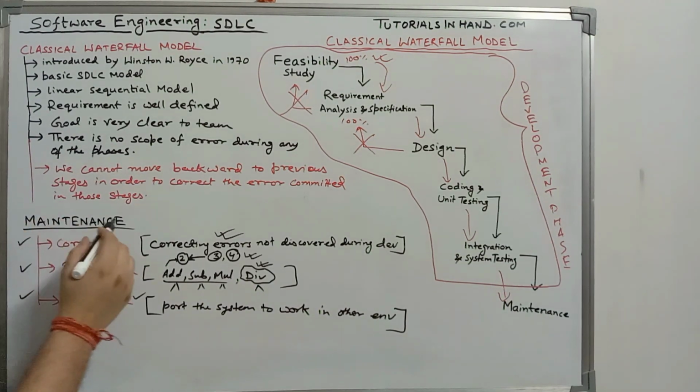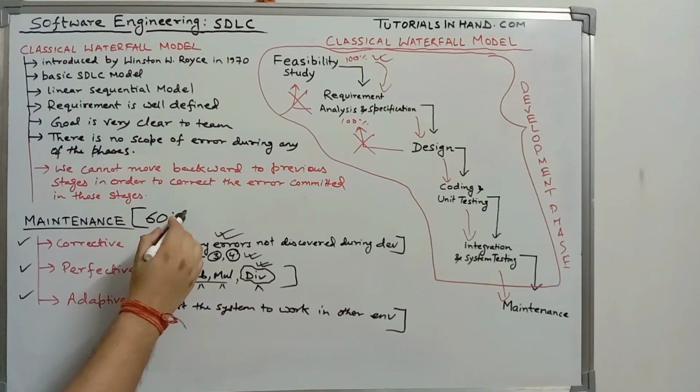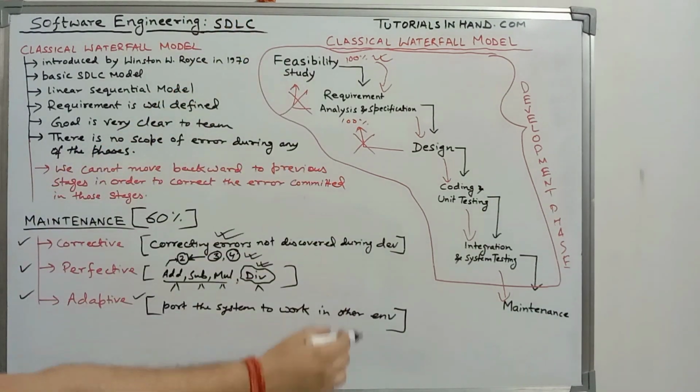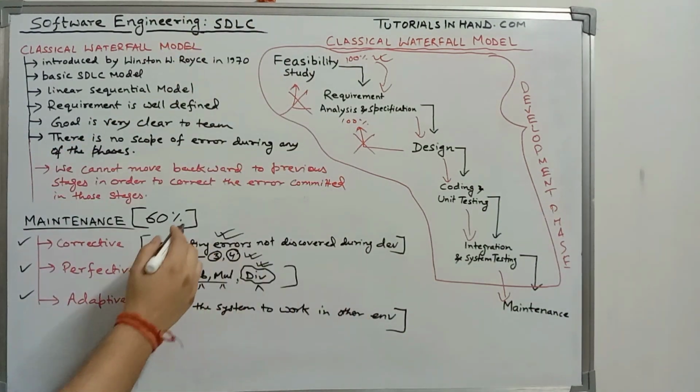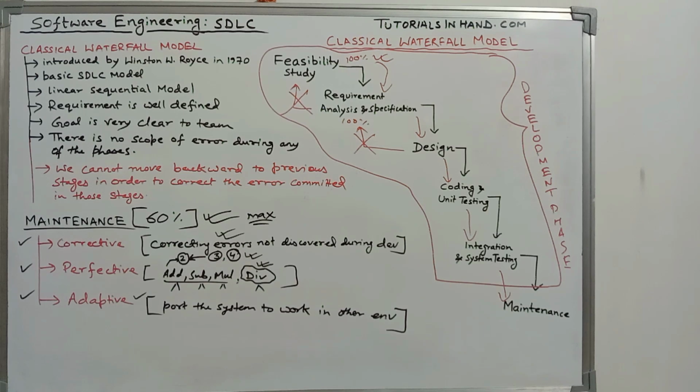And you should also note that maintenance requires around 60% of the total effort needed in the entire process. So this is the phase which requires the maximum effort, right? You should remember that it can come in the MCQ form, which phase requires the maximum effort, and the answer should be the maintenance phase, right? So now let's move ahead to see the advantages and drawbacks of this waterfall model.